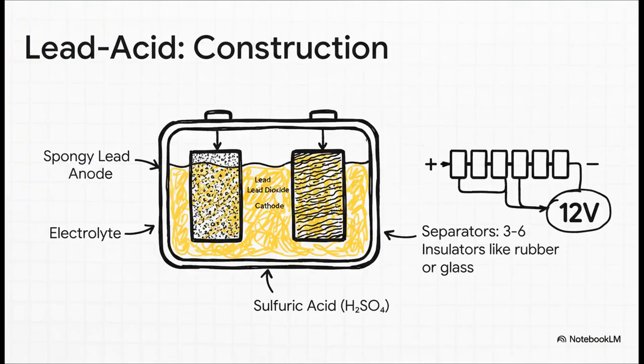So to really get how this battery works, you gotta know what's inside. The anode is made of spongy lead, and the cathode is lead dioxide. They're both swimming in the electrolyte, which is sulfuric acid. And really importantly, they're kept apart by separators. A typical car battery just strings 6 of these little 2-volt cells together in a series to give you the 12 volts you need to start the engine.